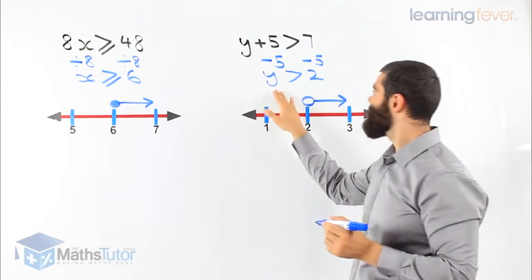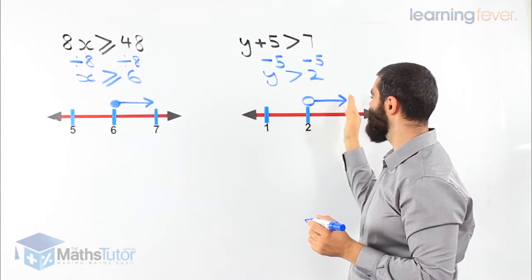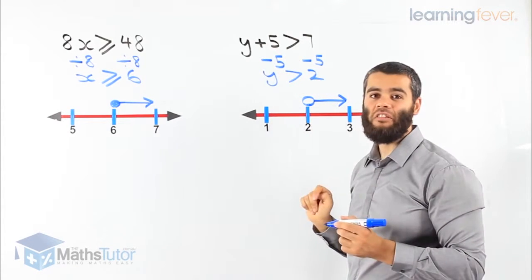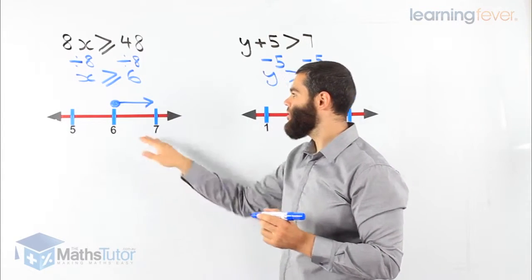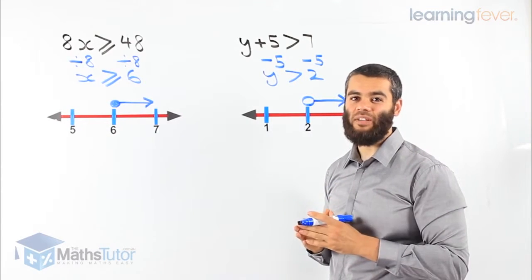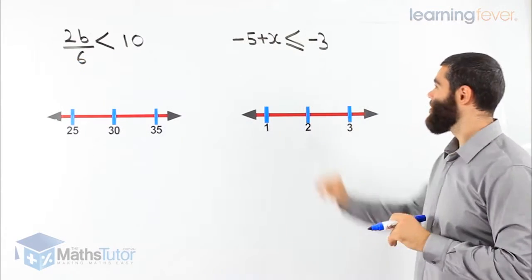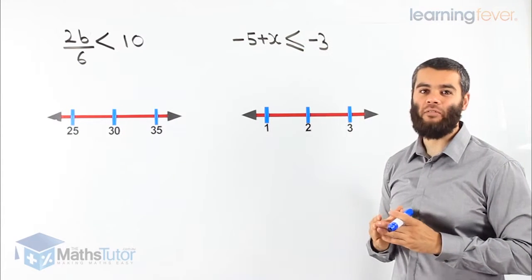In this case here, y is greater than 2. So it's not 2, it's greater than 2. That's why we didn't color the circle in. While here, the equal to means we have to color it in. These are simple inequations. Let's do some more and we'll get the hang of it. Another example. Minus 5 plus x is less than or equal to negative 3.